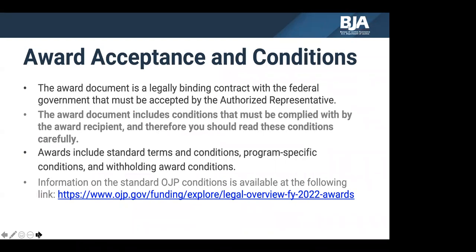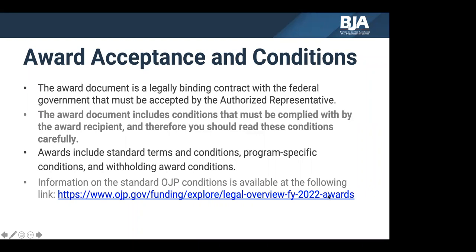Award acceptance and conditions. Every grant award is entered into in the form of a legal agreement between your agency and the federal government. It is important that you review and understand the terms of the agreement, which will include conditions you are responsible for adhering to in management and implementation of the award.